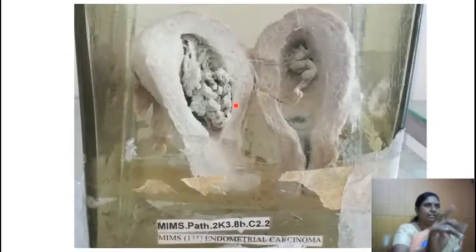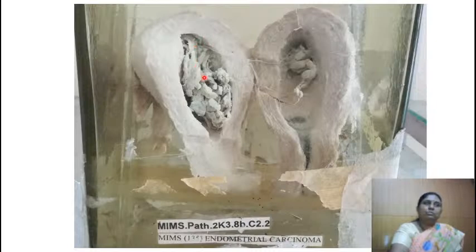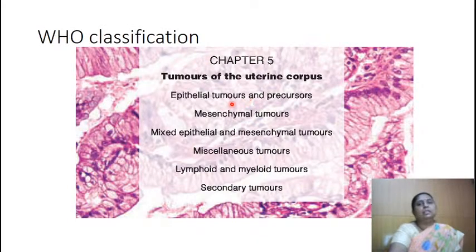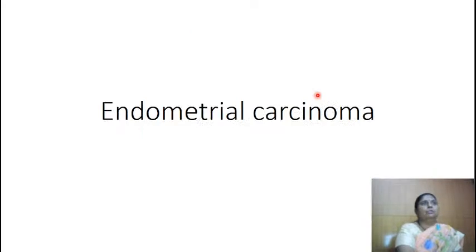Now, if you look at this specimen, what is it that you are finding? You are finding that it is arising from the endometrium. Yes, is this not the endometrium? This is the myometrium. It doesn't seem to be arising from the myometrium. It is arising from the endometrium. So this comes under the epithelial tumors. Okay. Though we are having so many other things, now this is the epithelial tumor of your uterine corpus.